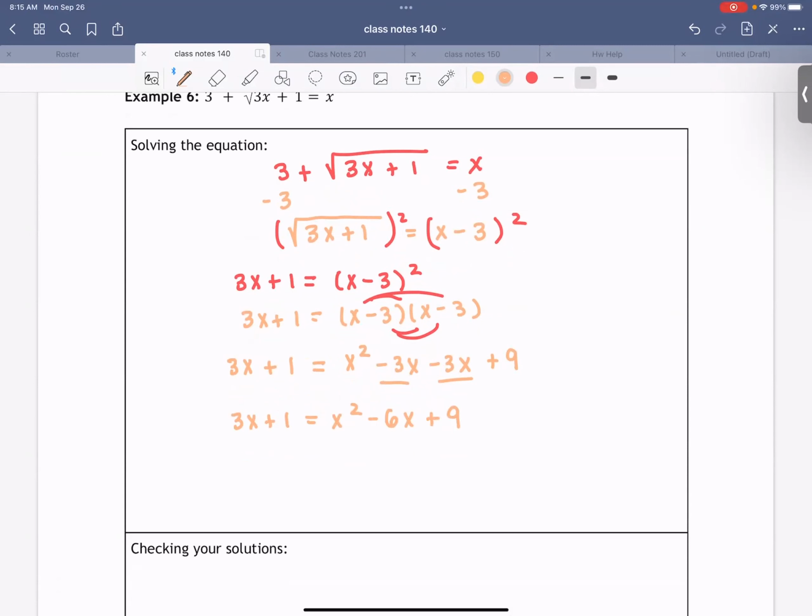Okay. All right. Any ideas on what to do next? Yeah, subtract the 1 on the left side. And while I'm at it, why don't I subtract the 3x from the left side too, just to get everything on one side of the equation. Minus 3x, minus 3x, minus 1, minus 1. So we're left with 0 equals x squared minus, oh gosh, 12x plus 8. All right. Oh my goodness, it's 9, isn't it?